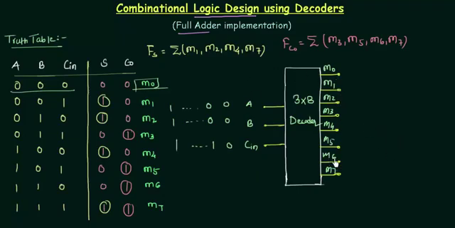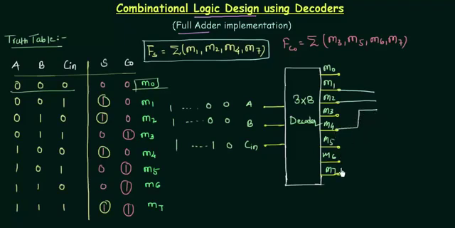This implementation is very simple because we directly have our minterms as the output. So the only thing we need is to use the OR gate and take the output. So let's see how we have to do this. For the sum, we have minterms 1, 2, 4, 7. So I will take 1, 2, 4 and 7, give them as the input to one OR gate, and the output will be your sum.